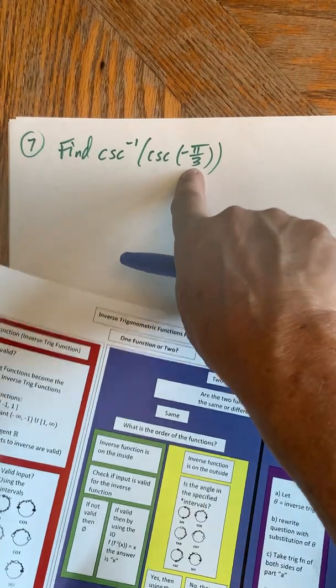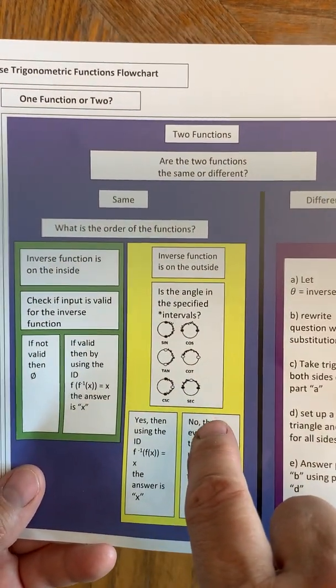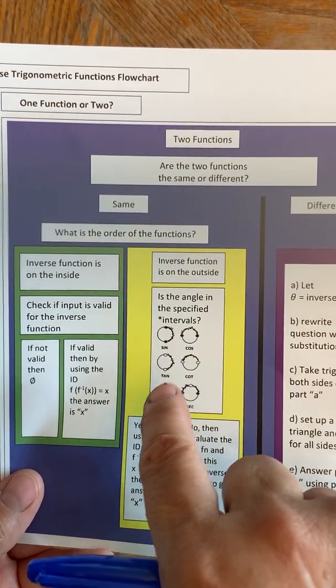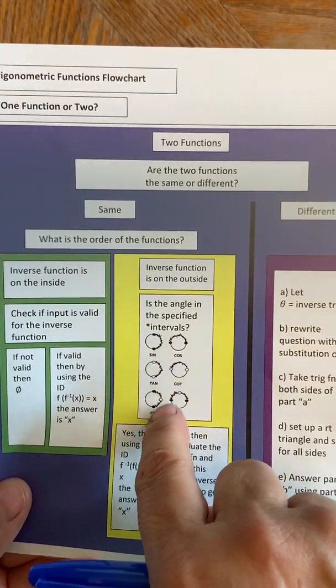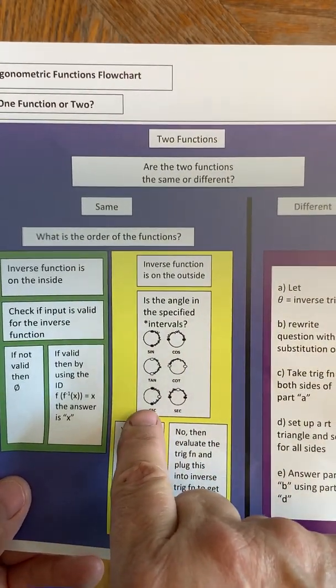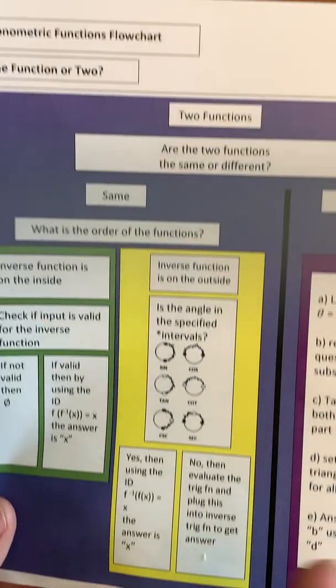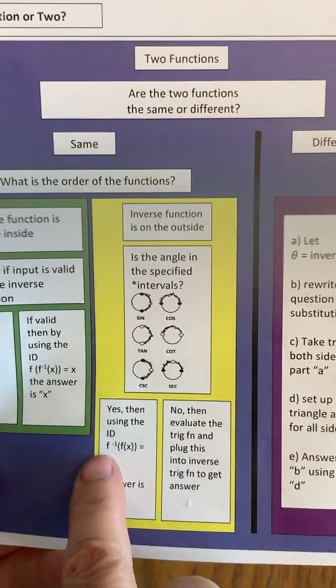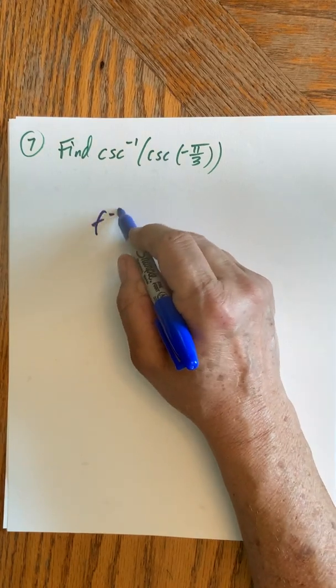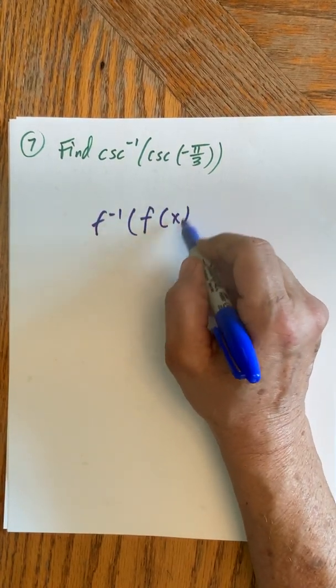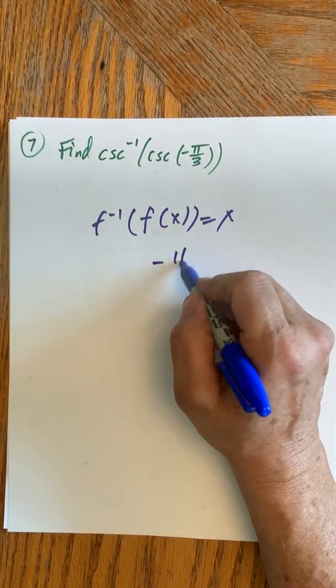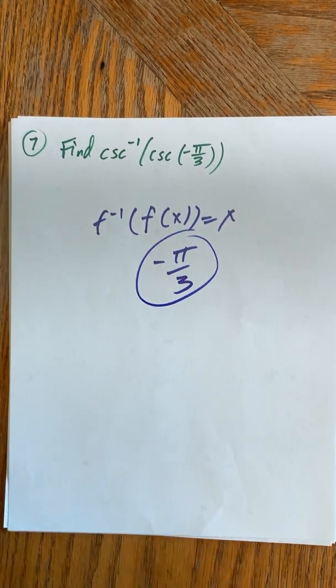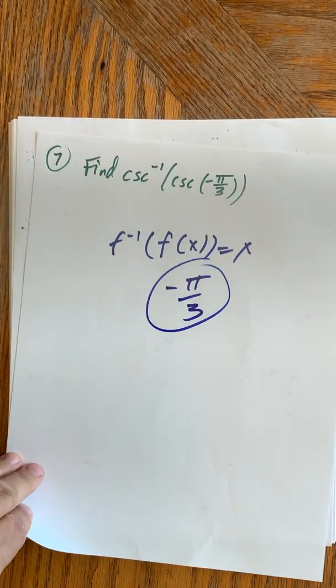So negative pi over 3 for cosecant. So cosecant is here. Negative pi over 3 would be here in quadrant 4, and it is between negative pi over 2 and pi over 2. So you're like, yes! Therefore, I can use this identity. So I know that f inverse f of x equals x. So this is negative pi over 3, right? Bing, done. I love that.